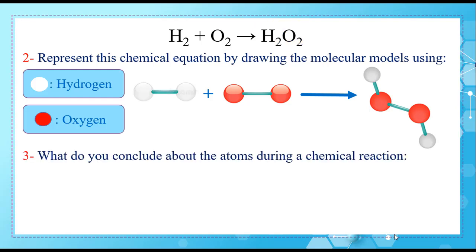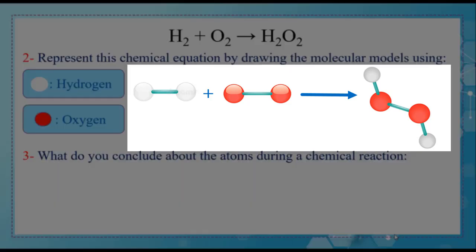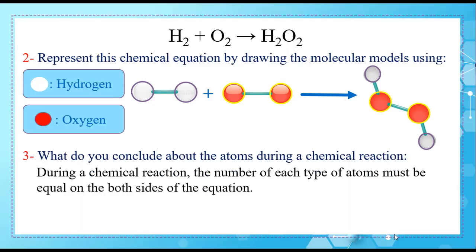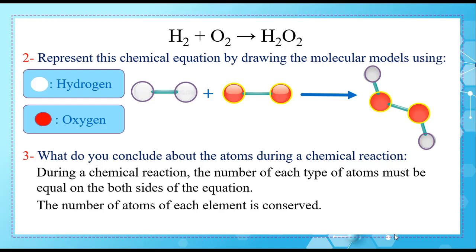Question 3. What do you conclude about the atoms during a chemical reaction? According to the above molecular model, you can observe that we have the same number of hydrogen and oxygen atoms on both sides of the equation. So, during a chemical reaction, the number of each type of atoms must be equal on both sides of the equation, which means that the number of atoms of each element is conserved.